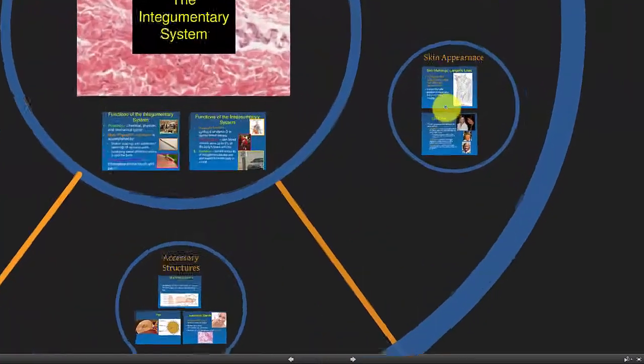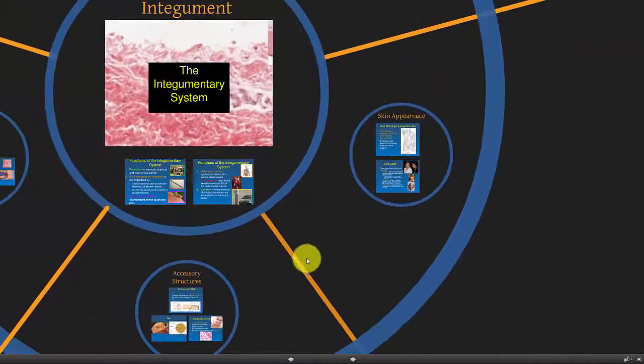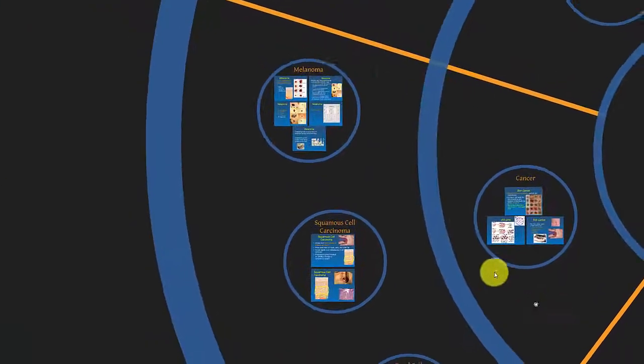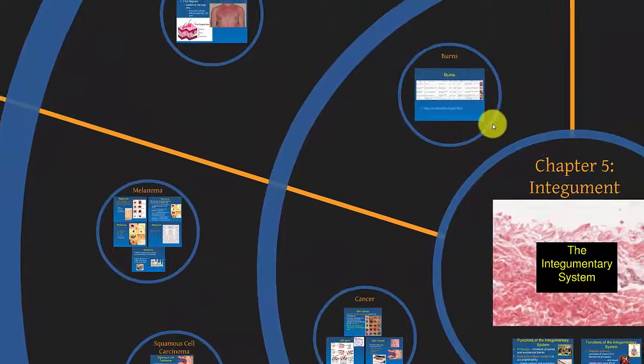We'll look at skin appearance. Those are going to be things like skin markings, Langer lines, skin coloring. We'll look at accessory structures, so we'll look at glands, nails, and hair. Then we'll look at cancer. We'll look at the 3 main types of skin cancer, so basal cell carcinoma, squamous cell carcinoma, and melanoma. And then we'll get into burns.